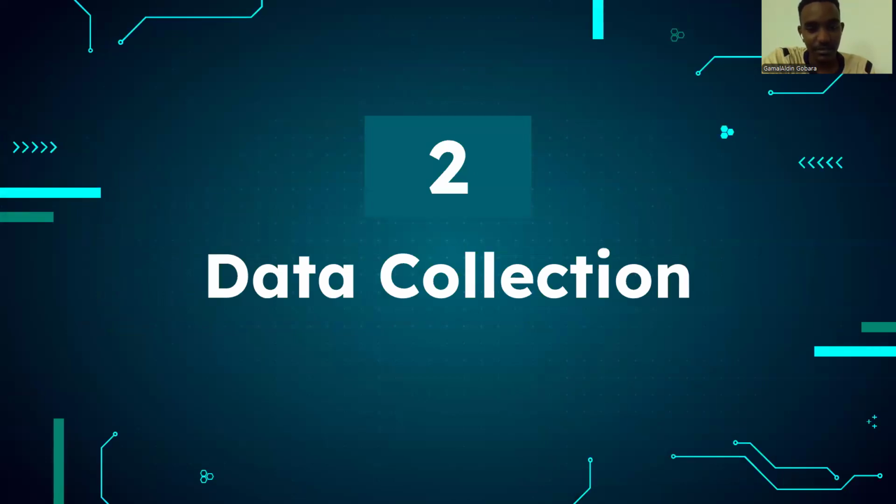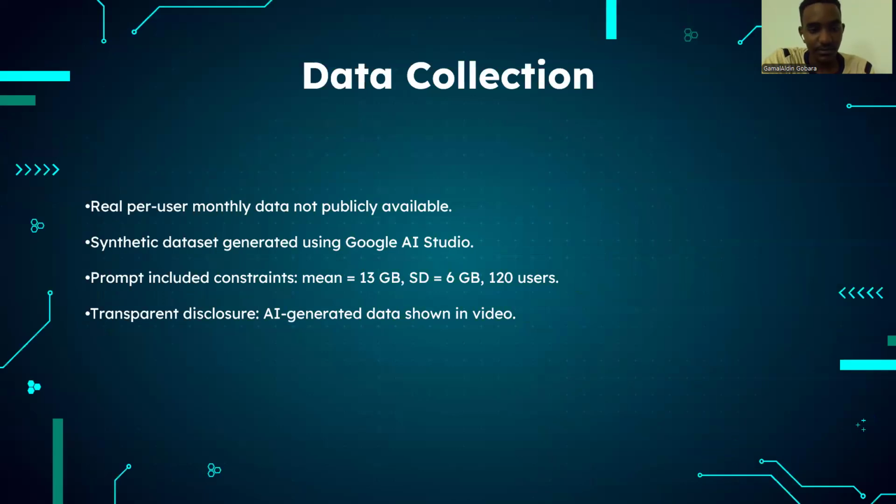Second is data collection. Real per-user monthly data is not publicly available, so we used a synthetic data set generated using Google AI Studio. The prompt included constraints: mean is 13 gigabytes and the standard deviation is 6 gigabytes for 120 users. Our transparent disclosure: the AI-generated data is shown in the next video.